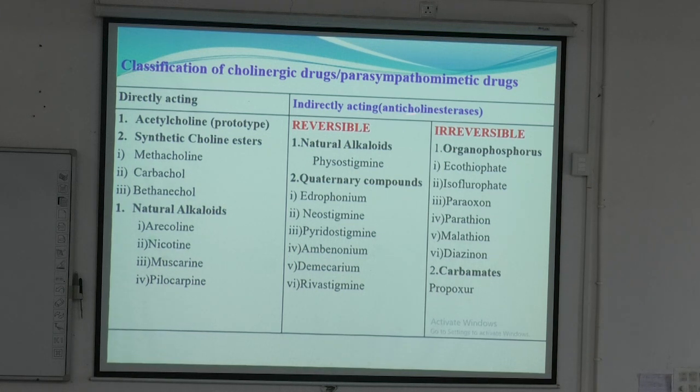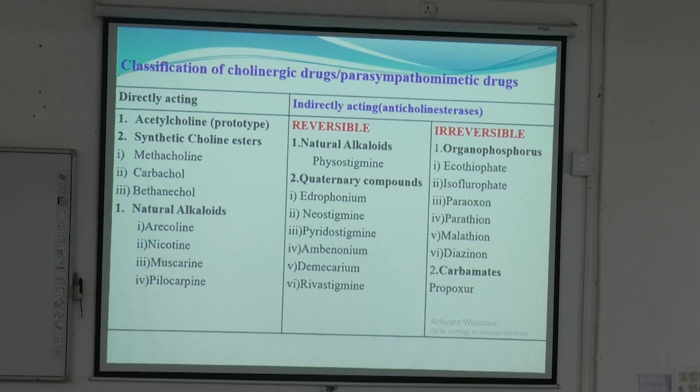Anticholinesterases can be divided into reversible and irreversible, that is, whether the inhibition of the acetylcholinesterase enzyme can be reverted or not. Reversible ones may be natural alkaloids like physostigmine. There may be some quaternary compounds like edrophonium, neostigmine, pyridostigmine, ambenonium, demecarium, rivastigmine. So these are the different drugs used in different cases.